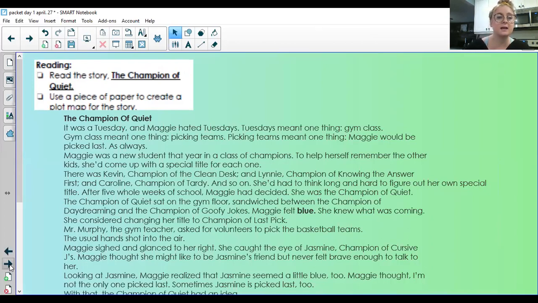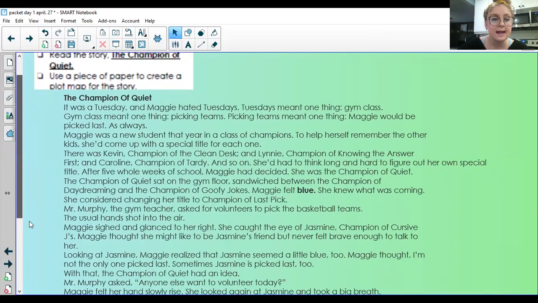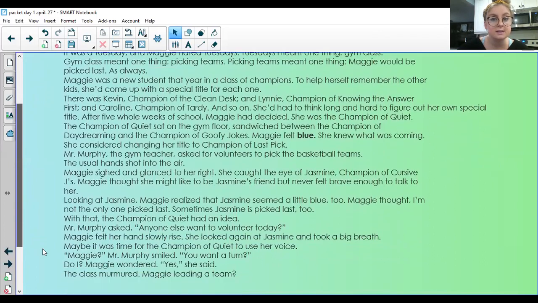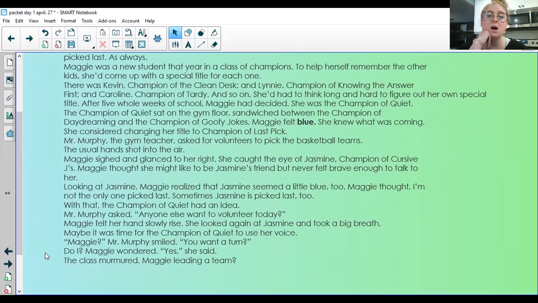To help herself remember the other kids, she came up with a special title for each one. There was Kevin, champion of the clean desk, and Lenny, champion of knowing the answer first, and Caroline, champion of tardy, and so on. She'd had to think long and hard to figure out her own special title. After 5 whole weeks of school, Maggie had decided she was the champion of quiet. The champion of quiet sat on the gym floor, sandwiched between the champion of daydreaming and the champion of goofy jokes. Maggie felt blue. She knew it was coming. She considered changing her title to champion of last pick.